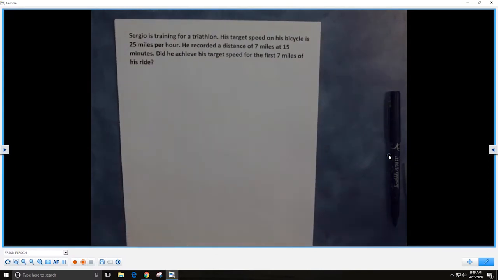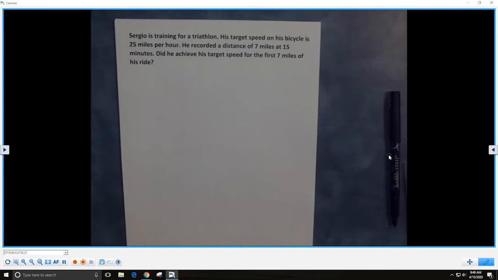Sergio is training for a triathlon. His target speed on his bicycle is 25 miles per hour. He recorded a distance of 7 miles at 15 minutes. Did he achieve his target speed for the first 7 miles of his ride?